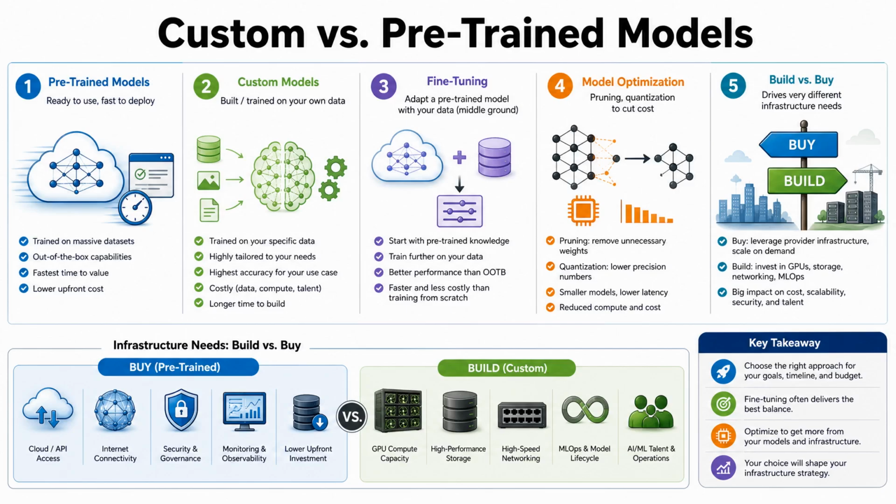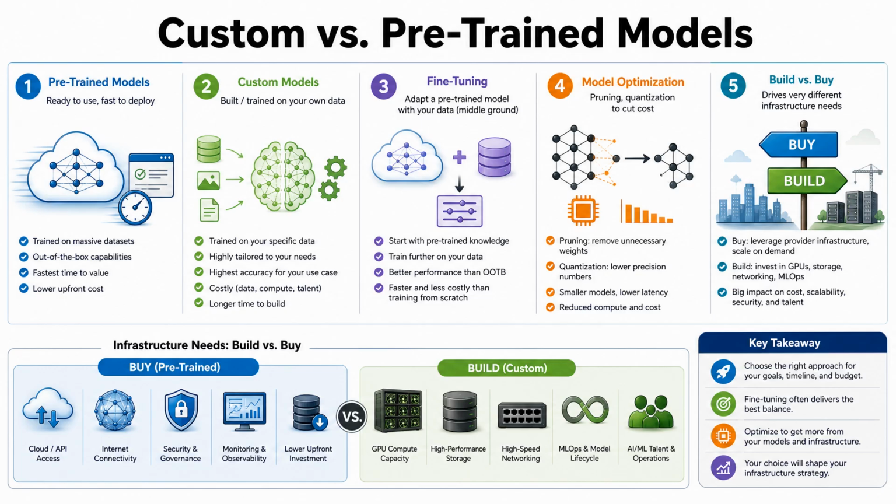When it comes to the models themselves, you've basically got a menu, and the slide lays out 5 choices left to right. Number 1, pre-trained models, ready to use, fast to deploy. Someone else already paid the massive training bill, you just grab the model and run inference. Out of the box, fastest time to value, lower upfront cost. Number 2, custom models built and trained on your own data, highly tailored and powerful, but look at the trade-offs, costly in compute and talent, and far longer to stand up.